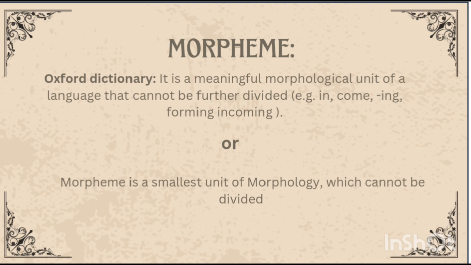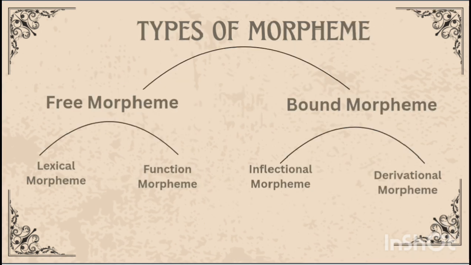We have a second definition of morpheme, based on my understanding: a morpheme is the smallest unit of morphology which cannot be divided. It's the same as I told you. Let's move to the next slide. I have drawn a graph, a visual representation of morphemes and types of morphemes, so you won't be confused about the types of morphemes.